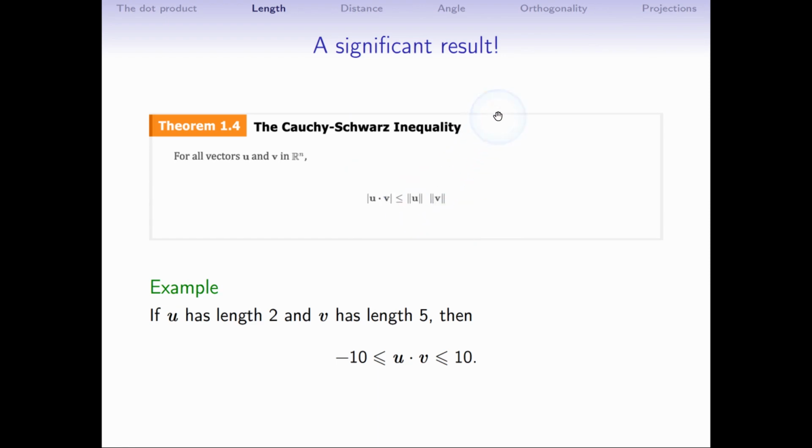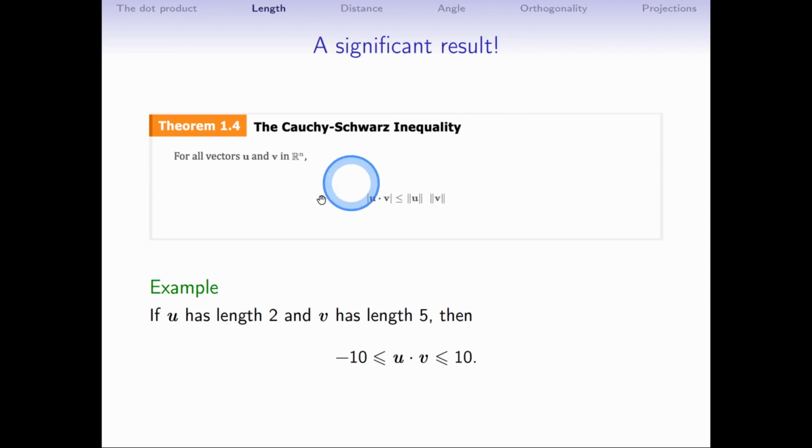So what the Cauchy-Schwarz inequality does is it says u dot v is going to be bounded, right? It's going to be in absolute value no bigger than the product of the lengths of the vectors. So it puts bounds on the size of the dot product.